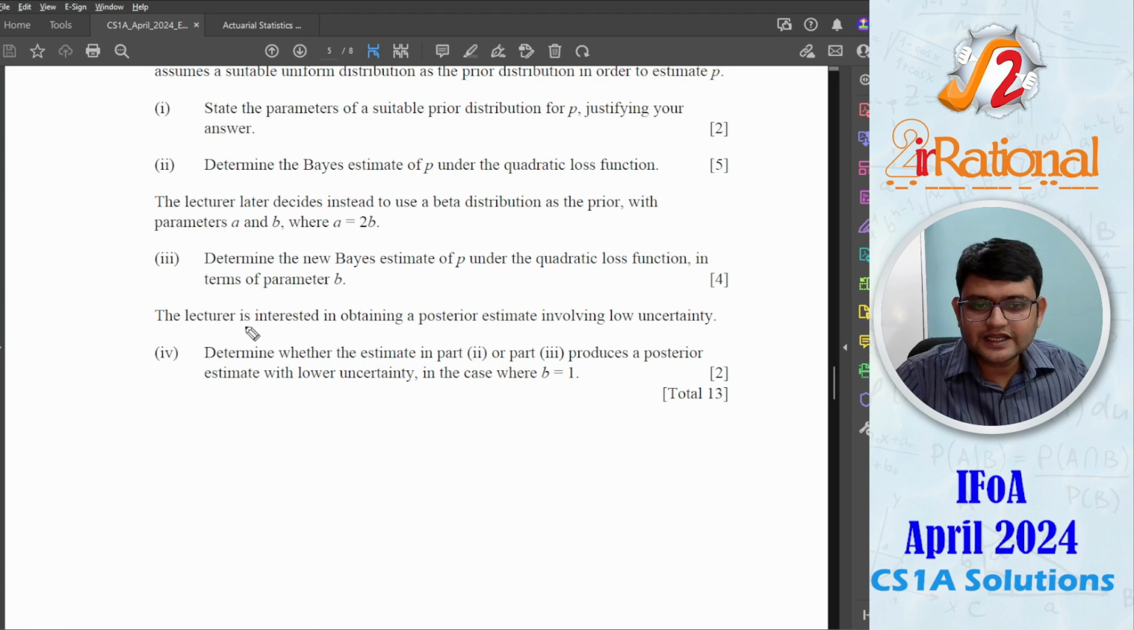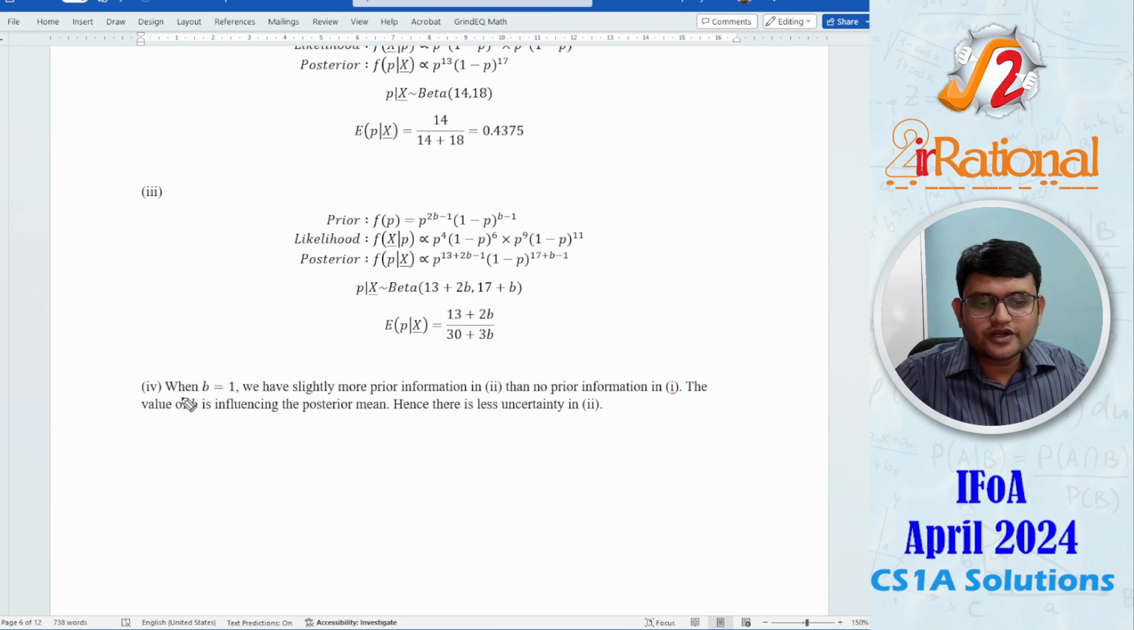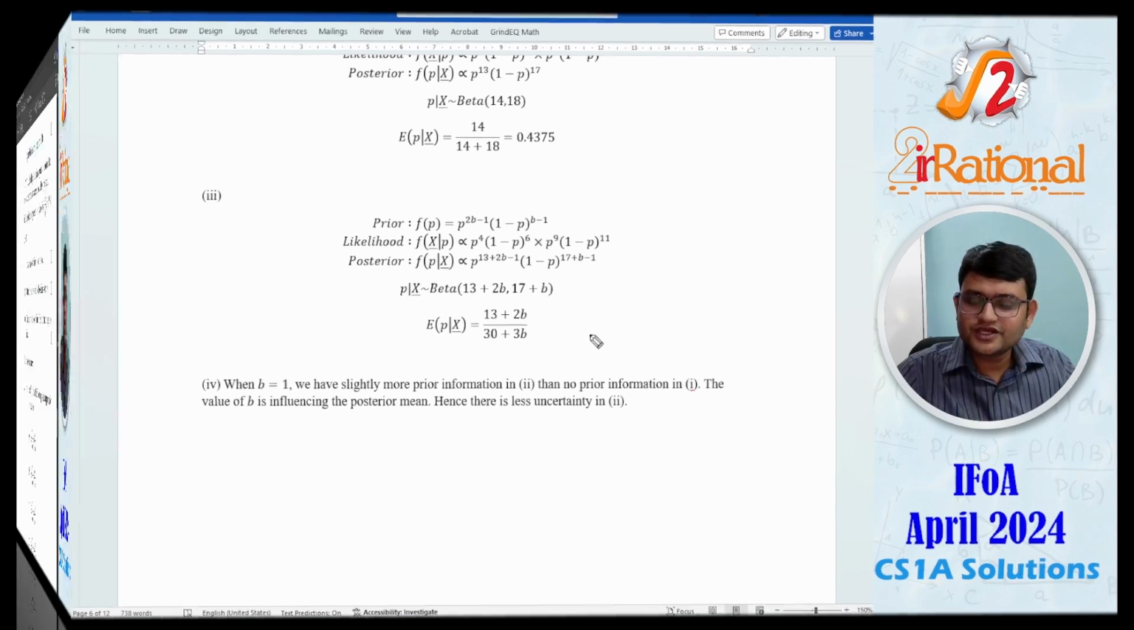For the fourth part, the lecturer is interested in obtaining a posterior estimate involving low uncertainty. Determine whether the estimate in part 2 or part 3 produces a posterior estimate with lower uncertainty in the case where b is equal to 1. So we'll comment accordingly. When b is equal to 1, we have slightly more prior information in part 2 than no prior information in part 1. The value of b is influencing the posterior mean, hence there is less uncertainty in part 2. Let's go to the next question.